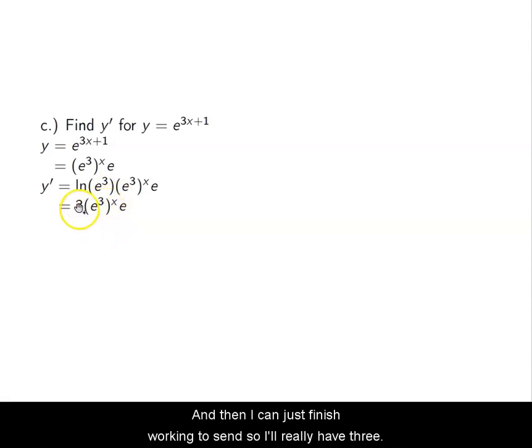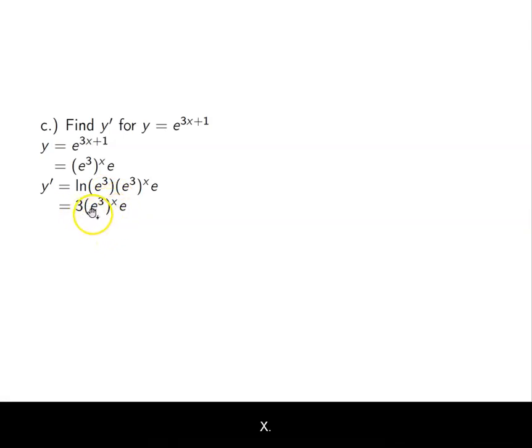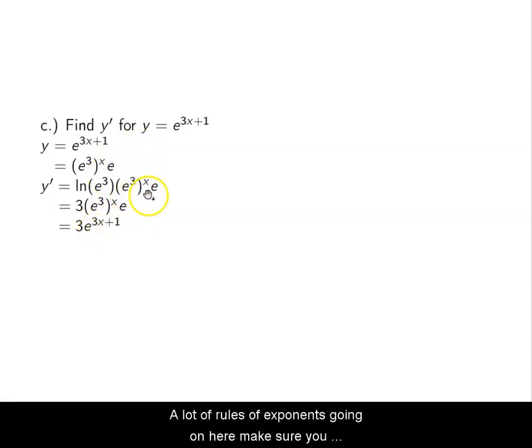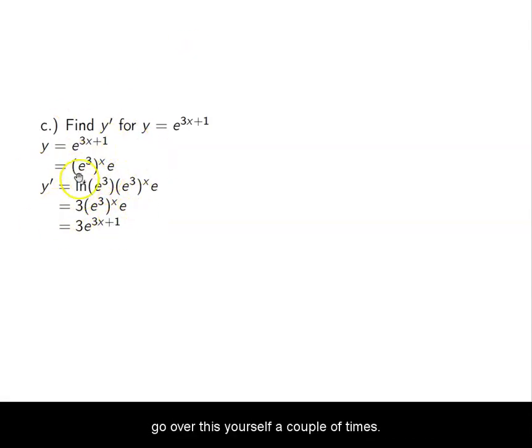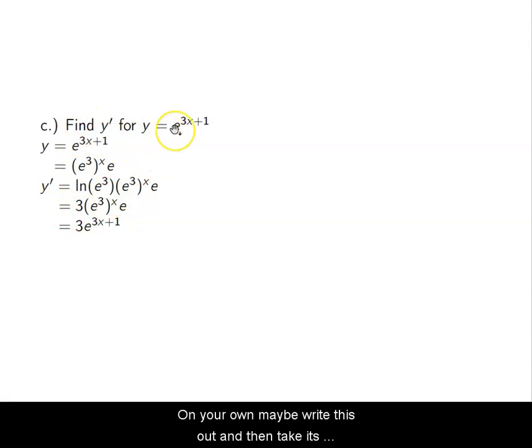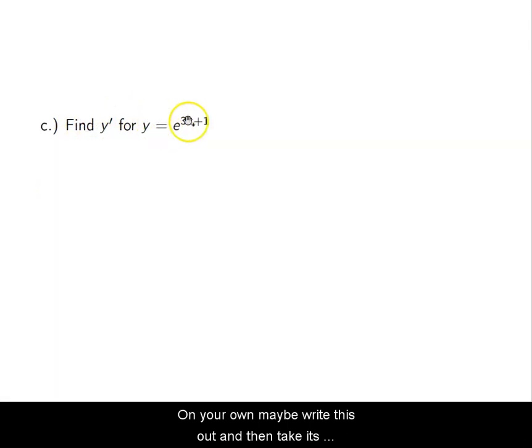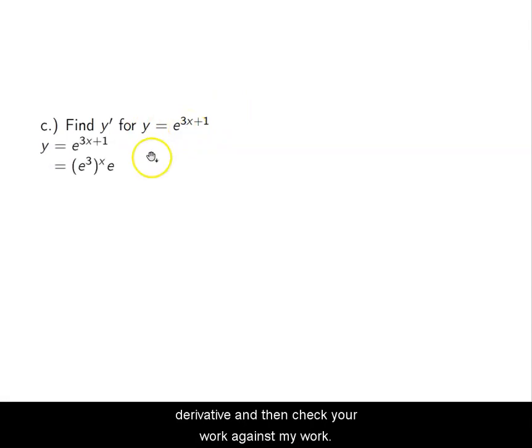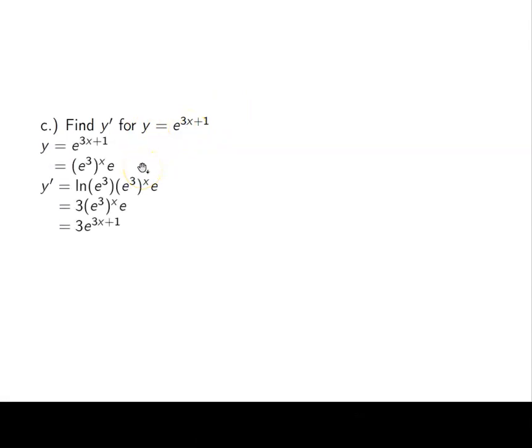So I'll really have 3e times e to the 3x, which means that I can combine that e also and have it as 3x plus 1. Okay, so a lot of rules of exponents going on here. Make sure you go over this yourself a couple of times on your own. Maybe write this out and then take its derivative and then check your work against my work for practice.